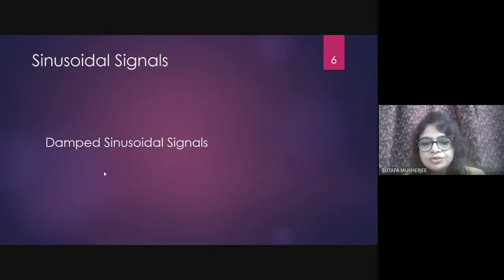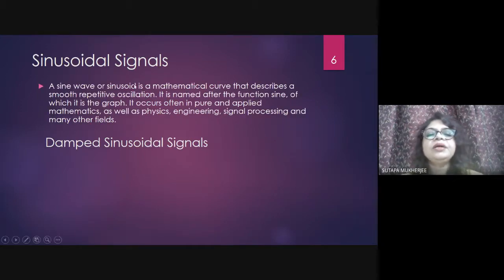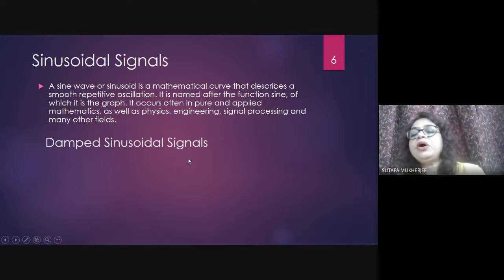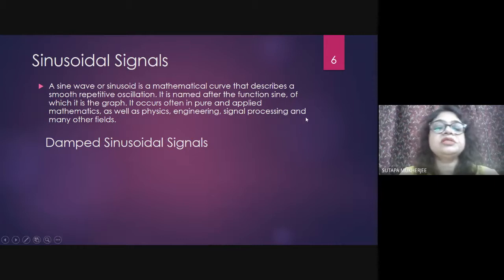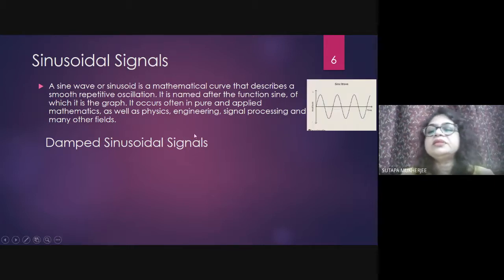Now come to the sinusoidal signal. What do you mean by sinusoidal? Sine wave, cos wave. A sine wave or sinusoid is a mathematical curve that describes a smooth repetitive oscillation. It is named after the function sine, of which it is the graph. It occurs often in pure and applied mathematics, as well as physics, engineering, signal processing, and many other fields. This is a very important curve. This is the sine curve.